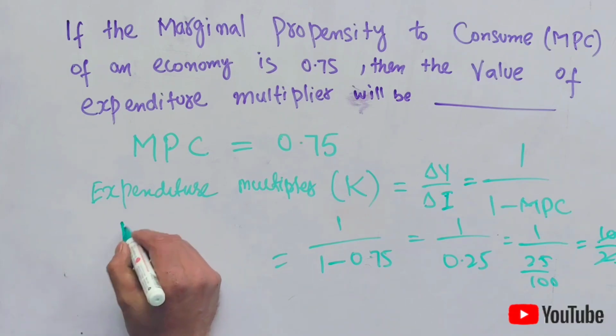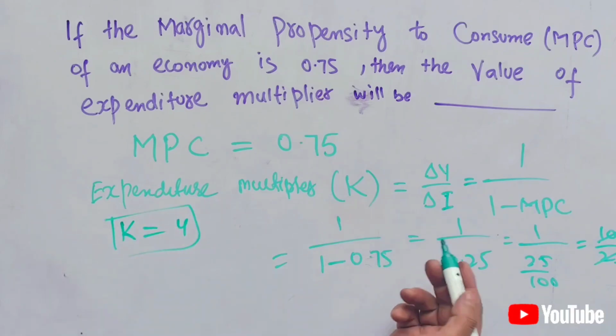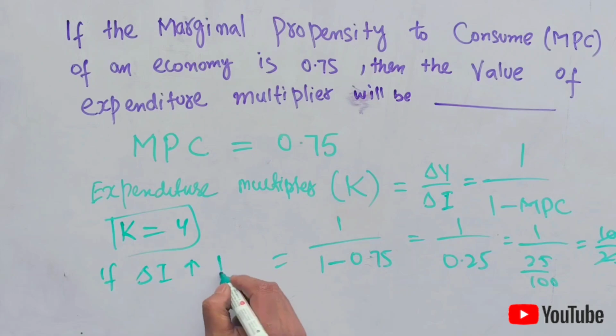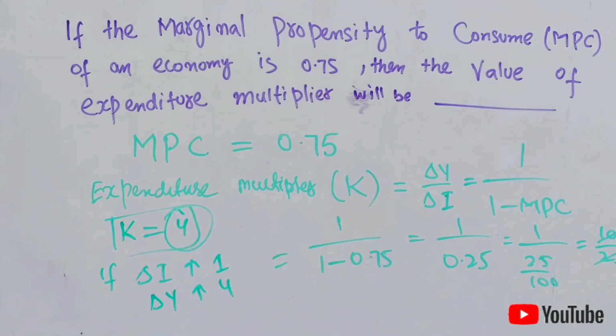It simply tells us the value of K, simply tells us 4. This tells us that if investment increases by 1 unit, output, that is income, will increase by 4 units. This is the meaning of the expenditure multiplier.